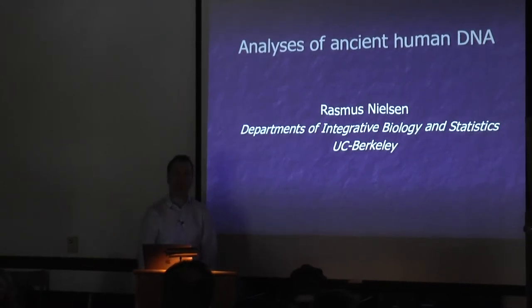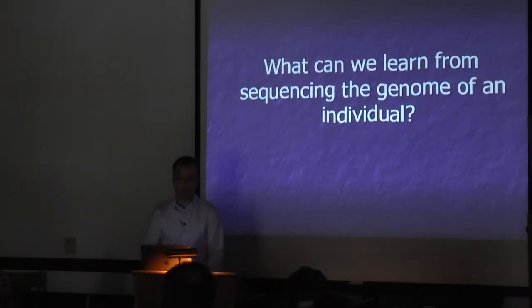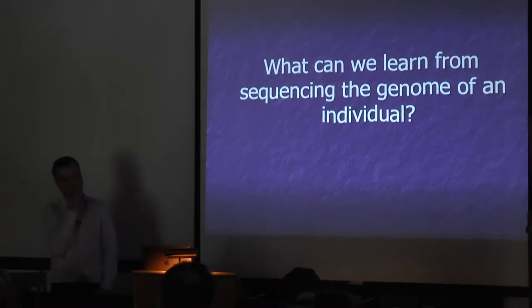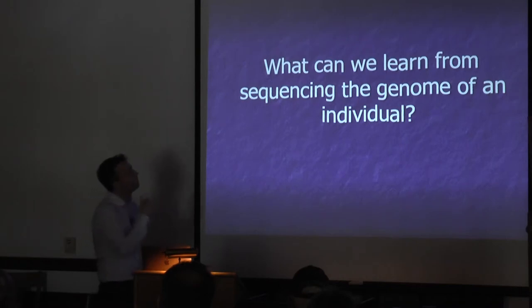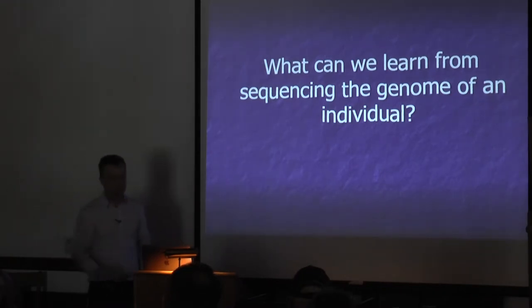One of the projects I got involved in very early on in terms of genomics was the sequencing of the first Asian genome. It was the third human genome that was ever sequenced, and the first representative from anybody from Asia. We were collaborating with some Chinese collaborators on this project. And it raised the question, what can we learn from sequencing the genome of an individual? That was basically the question posed to me: we have sequenced this genome, what can you tell us now?